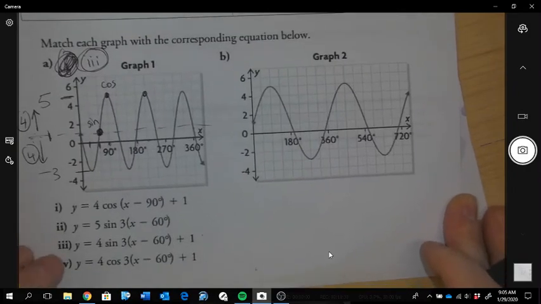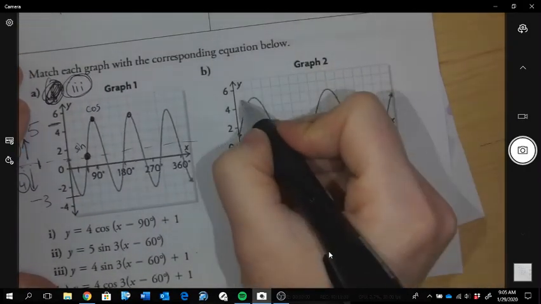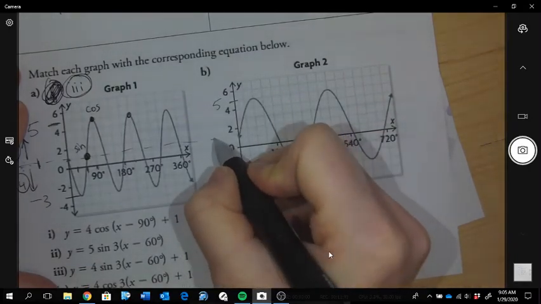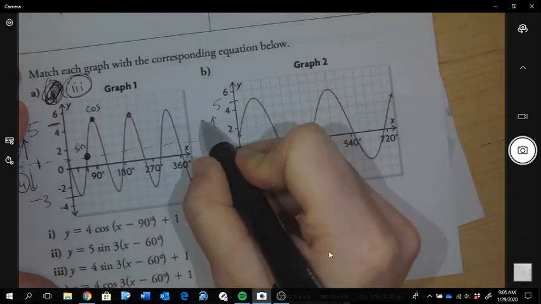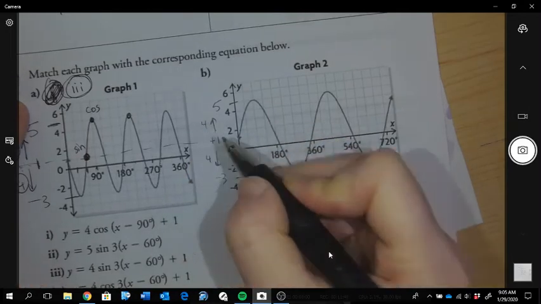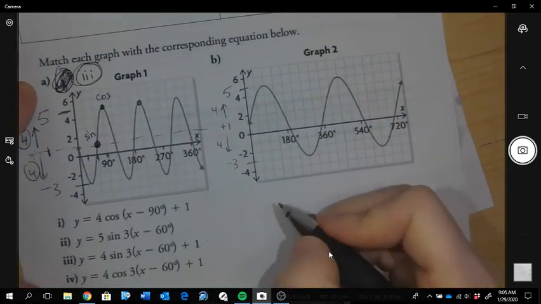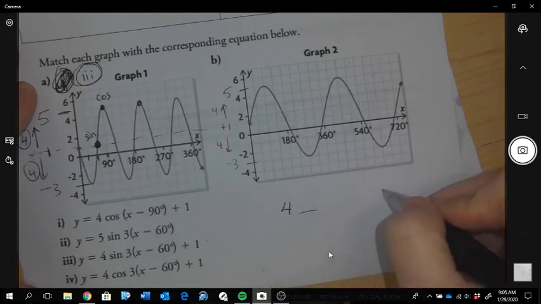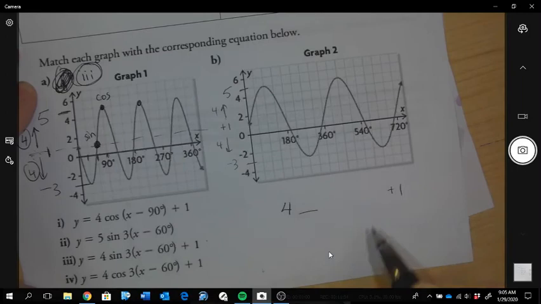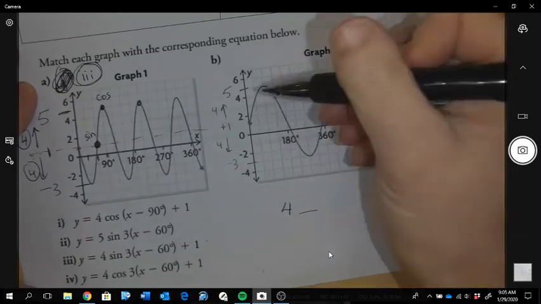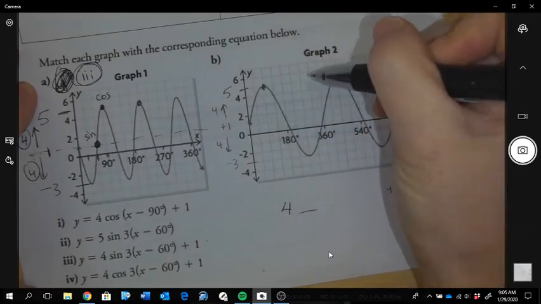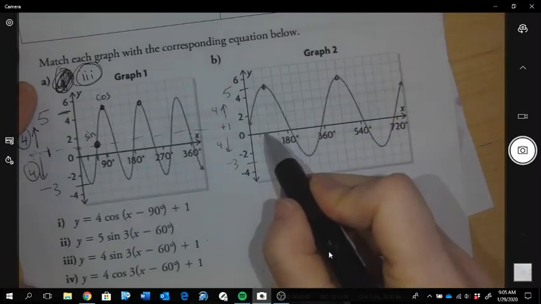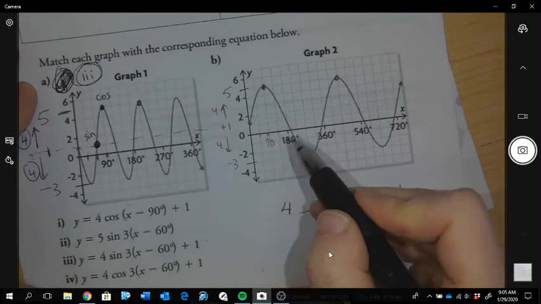Next. Okay, so we're at 5, we're at -3, midline is at 1. Okay, so we need a 4 out front, and we need a +1 at the end. And let's talk about a period. So from here to here is a period. So that's at 90 degrees.